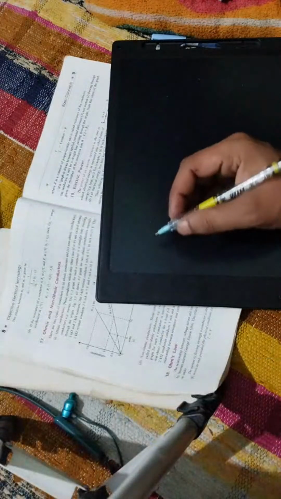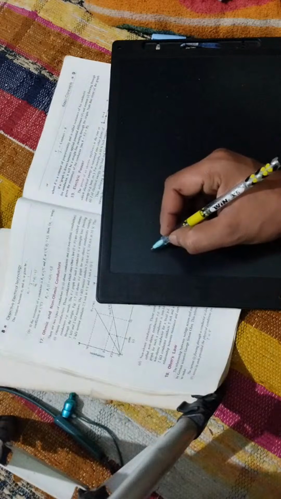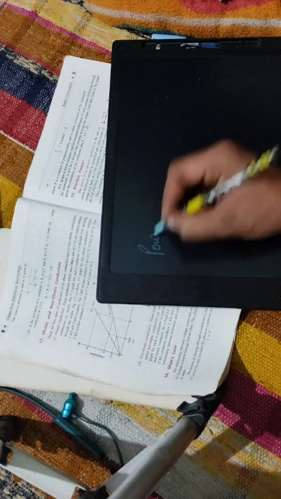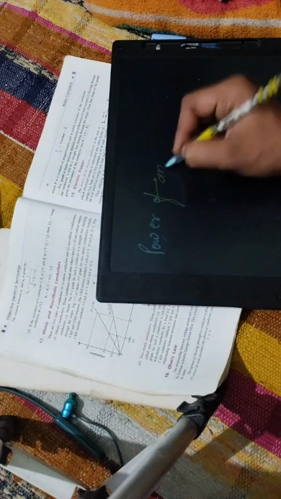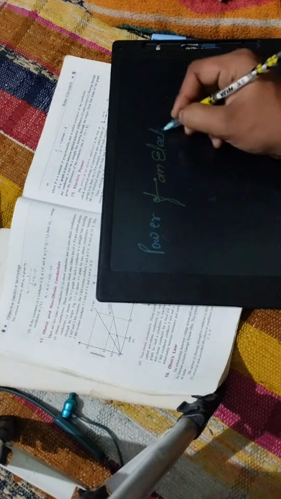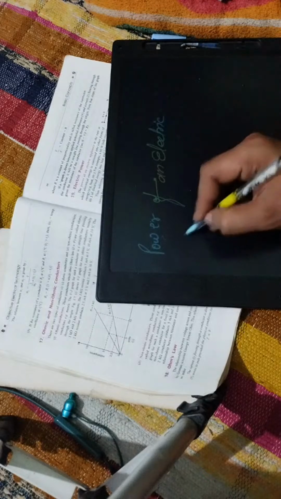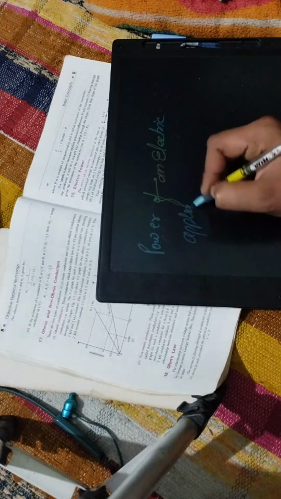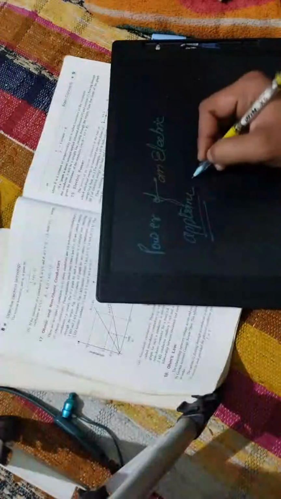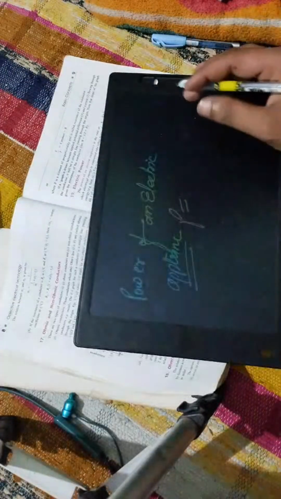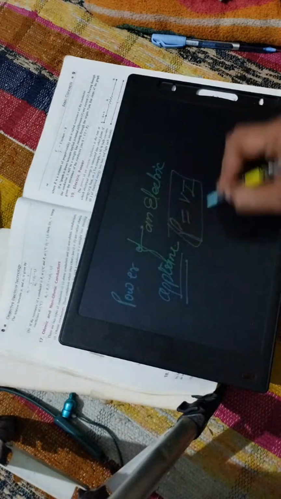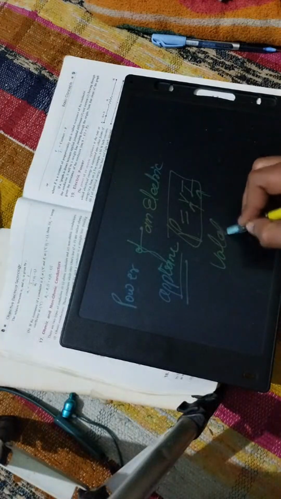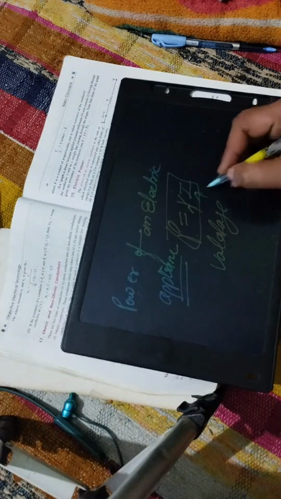We can calculate the power of an electric appliance. P is equal to VI, that is the multiplication of the voltage and the current.